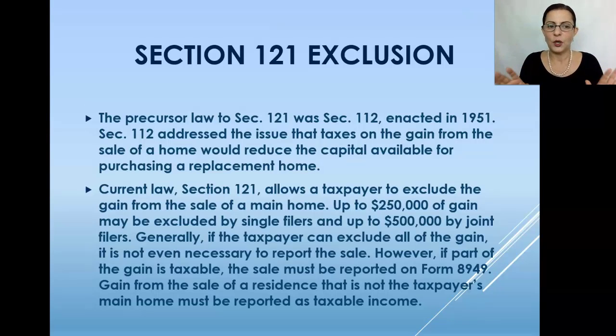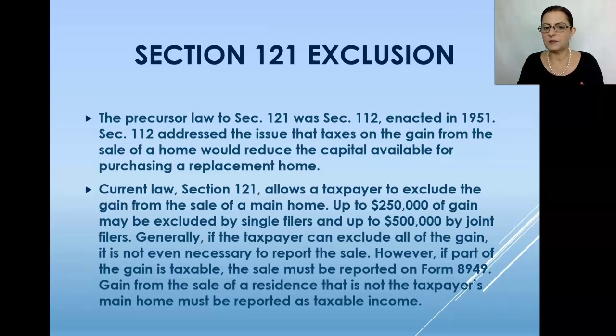All right. So the current law, which is Section 121, allows a taxpayer to exclude the gain from the sale of a main home, and it's up to $250,000 of gain, basically per person. All right, per person.